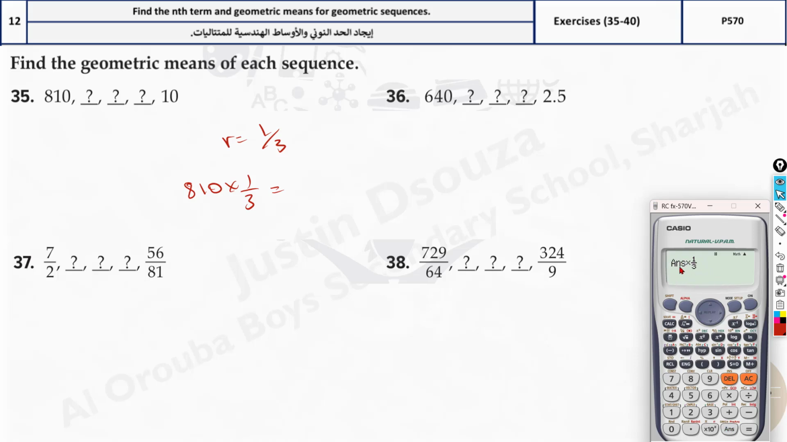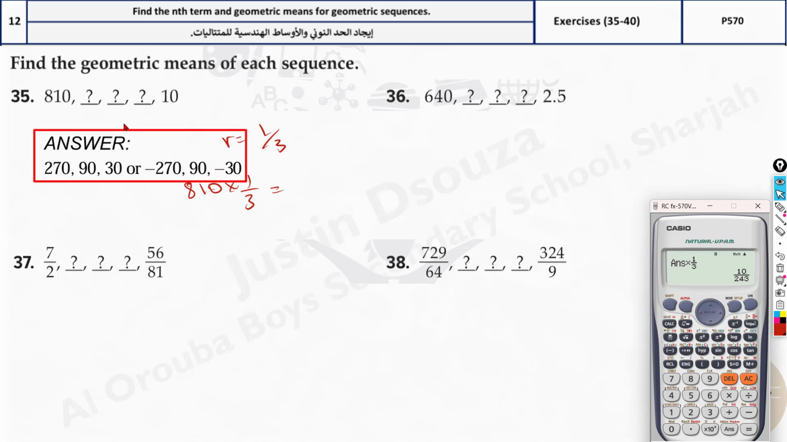Now 270, what we got, is saved as the answer. Now multiplied by that is 90. And then when you press again, the answer is 90 here. You're getting 30, then 10. And the next terms would be so on and so forth. So here it's 270, 90, 30.